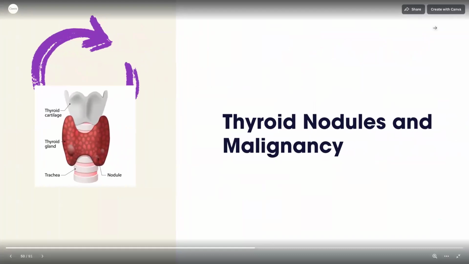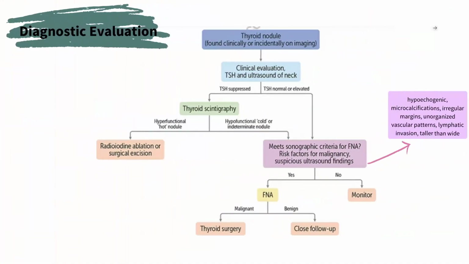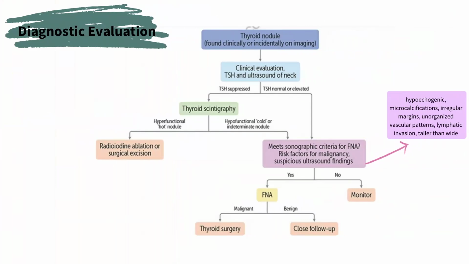All right, thyroid nodules. So the diagnostic evaluation of a thyroid nodule, normally they're found incidentally or on physical exam if they've got a lump. The first thing you want to do is check that TSH and get an ultrasound of the neck. So if your TSH is suppressed, then confirm with a thyroid scintigraphy scan. If it's a hot nodule, if it takes up that thyroid, then the patient is appropriate for a radioiodine ablation or surgical excision. If it's cold, then that's more concerning for potential malignancy.